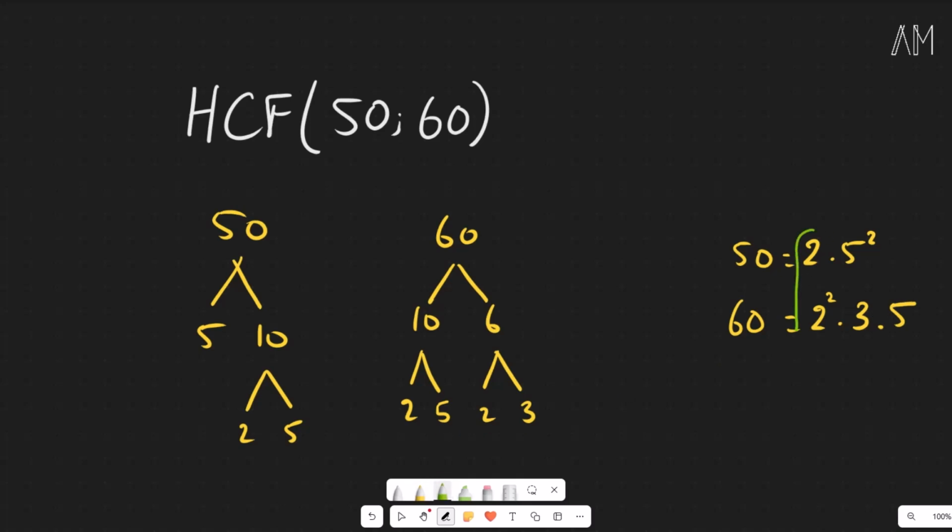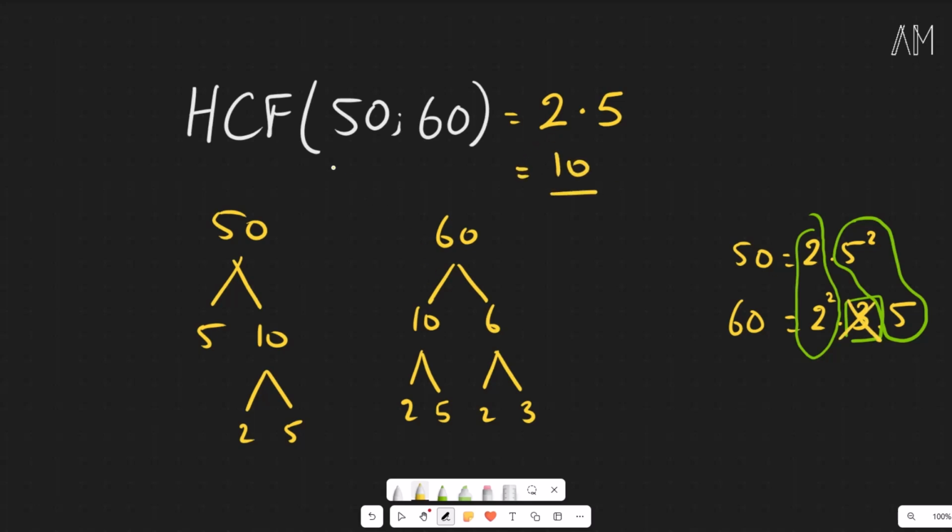Let's circle the common numbers, which in this case are the 2's and the 5's. And the 3 is a lonely number, so let's put it in the box. Between the 2's, the HCF will pick the smallest, which in this case is 2. And between the 5's, it's going to pick the smallest, which is also 5. And the 3 will be ignored, so it will be 2 times 5, which is equal to 10. So the HCF in this case is 10.